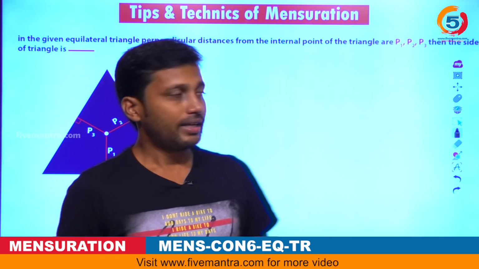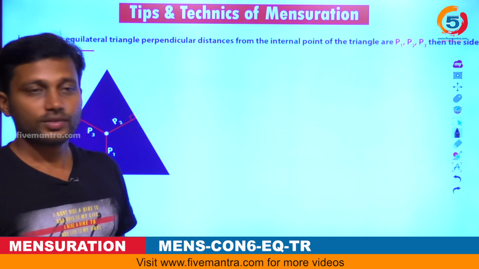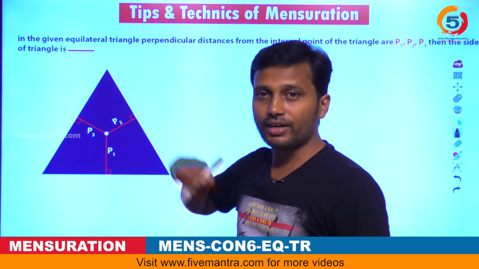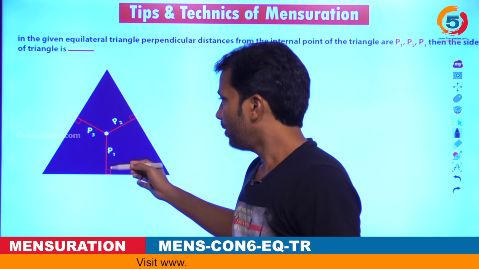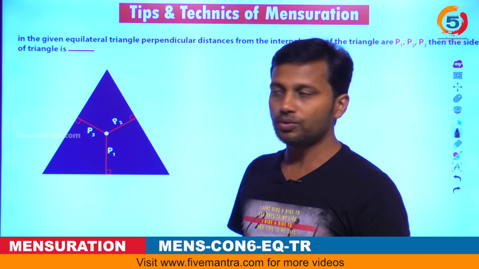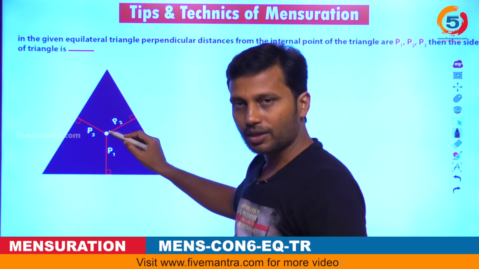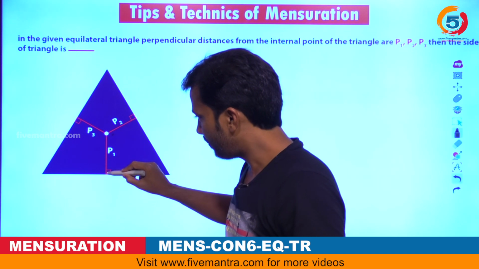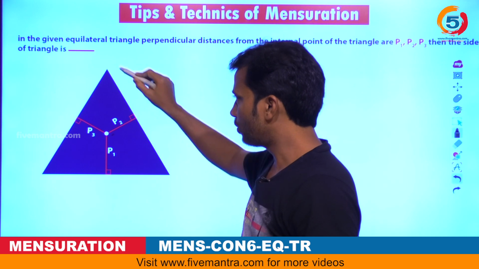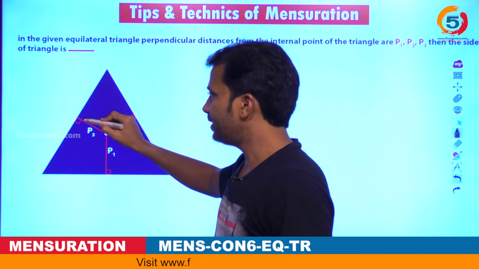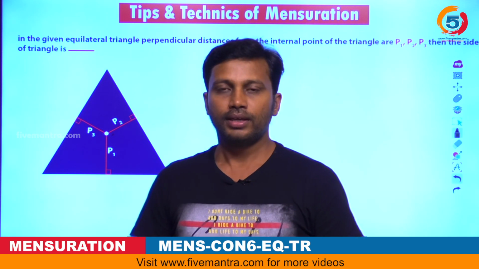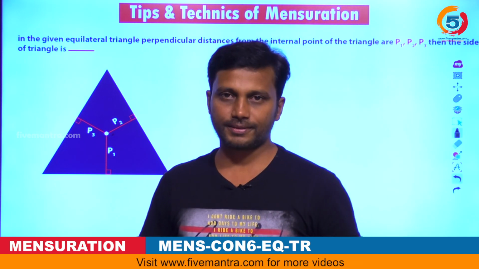Here, it's an equilateral triangle. In this equilateral triangle, P1, P2, P3 are the perpendiculars drawn to the sides. Suppose P1 is a perpendicular drawn to this side and P2 is a perpendicular drawn to this side. P3 is a perpendicular drawn to this side. Likewise, these are the perpendiculars drawn to the sides.